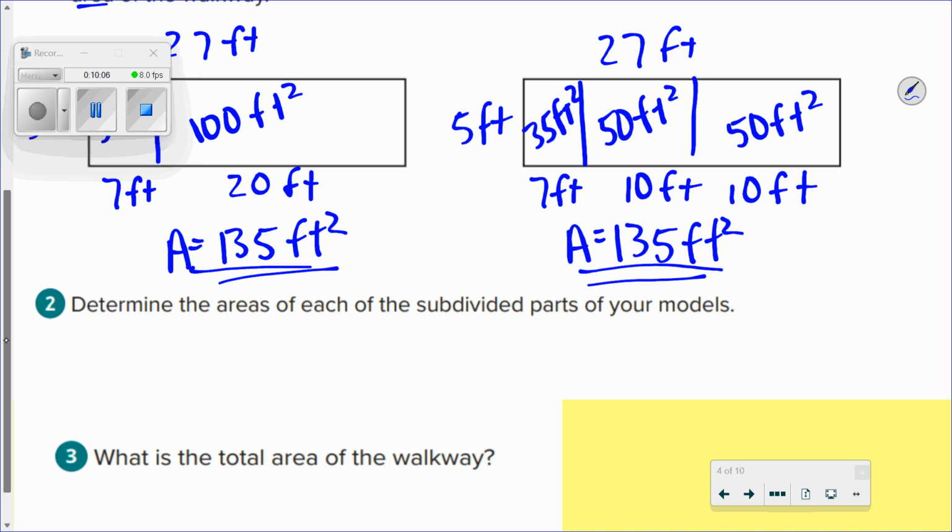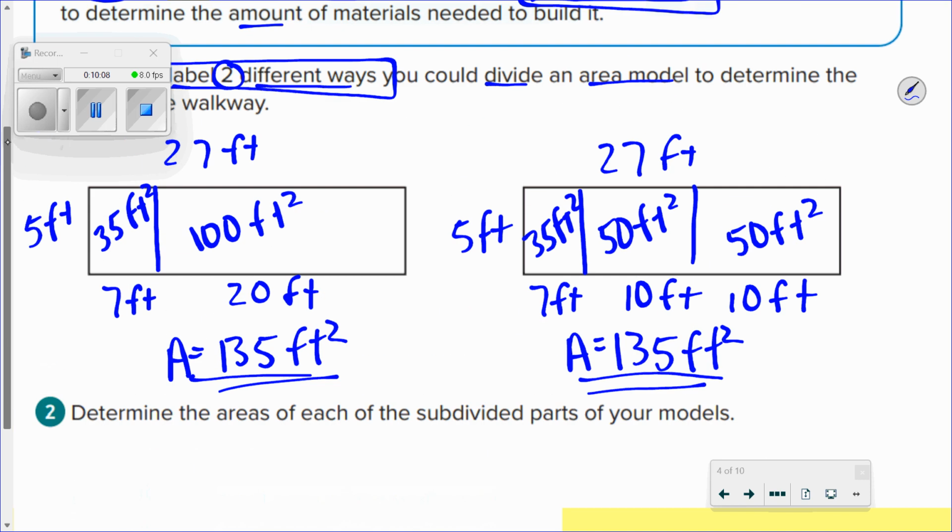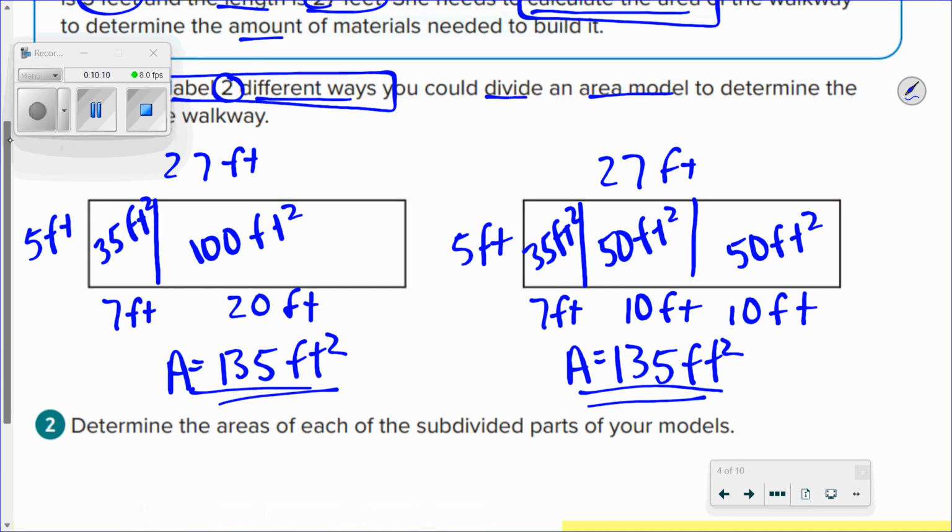Okay, so going back to what we did for our opening exercise, right? We know that area equals length times width. So I could have done 27 times 5. But I'll be honest, to do 27 times 5, I'm probably going to have to write it down and try to figure all that out, right? But if I break 27 into 7 and 20, that's pretty easy, isn't it? So I can do 7 times 5, I can do 20 times 5, and then just put it together.